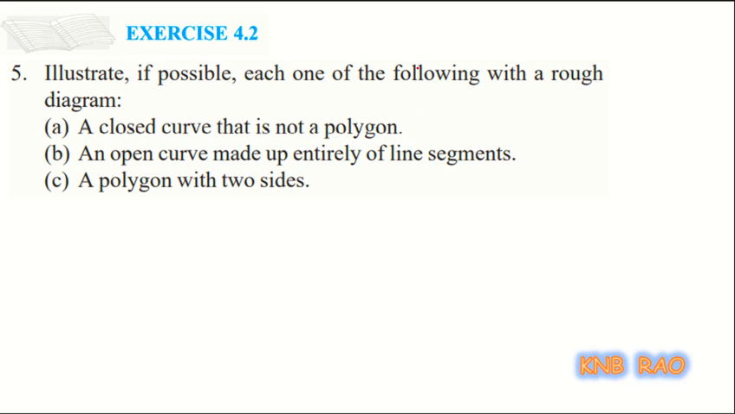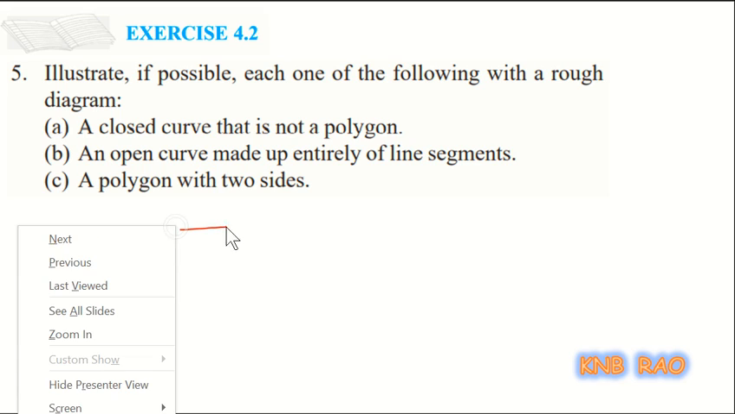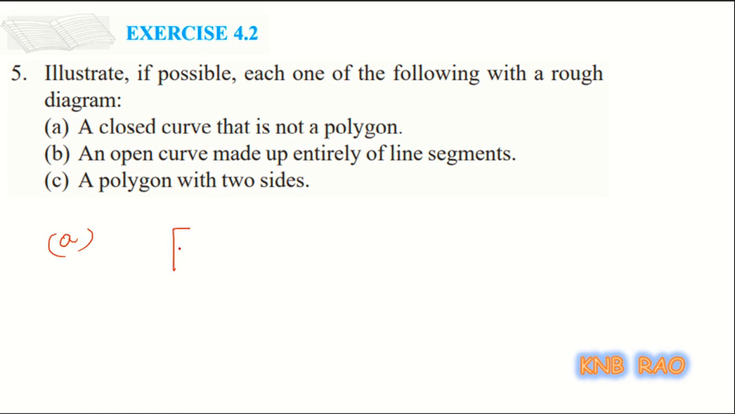Then coming to question number 5, illustrate if possible each one of the following with a rough diagram. First one, a closed curve that is not a polygon. This is a closed curve, but not a polygon. You could see here it is not made up of line segments.